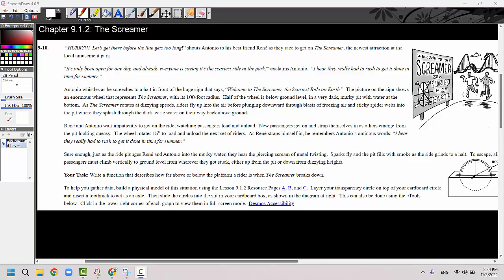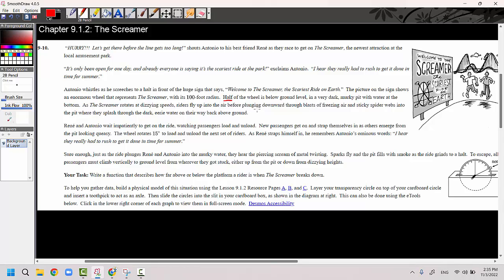Now, what's really important is that they mention, I'm going to highlight this a little bit here, that half the wheel is below ground level in a very dark, murky pit with water at the bottom, which leads us to believe that half of the wheel is above ground. So we actually have a diagram of this where half of the screamer is below, half of the screamer is above. That's going to play a pretty important role when finding our mathematical connection here. As the screamer rotates at dizzying speeds, riders flip into the air before plunging down and all that stuff. So they're constantly going from above ground to below ground.